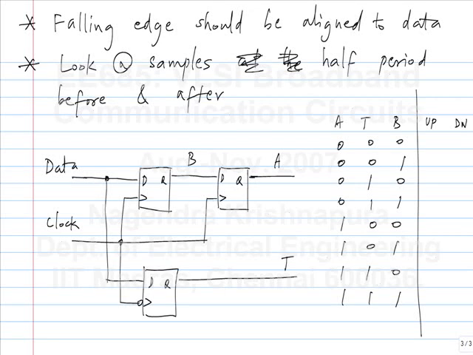What do you do when A, T and B are all 0? Nothing. That means there is no transition in the data, so both up and down are 0. What about 1, 1, 1? Again the same thing. There is no transition in data. What if A, T and B are 0, 0, 1? 0, 0, 1 is early. So what do you do? Up or down, or both will be 0.